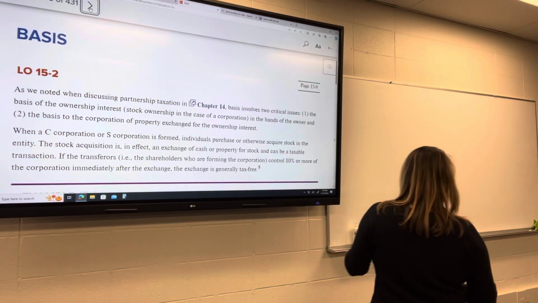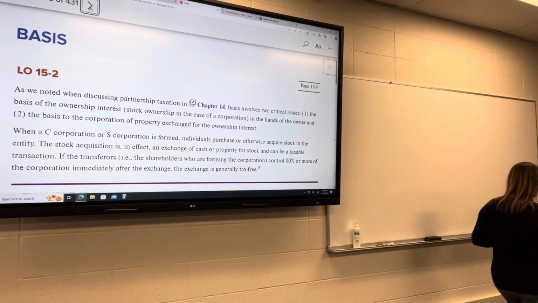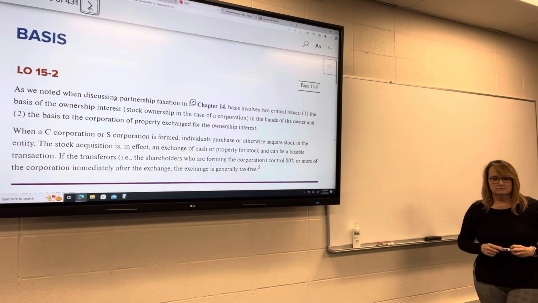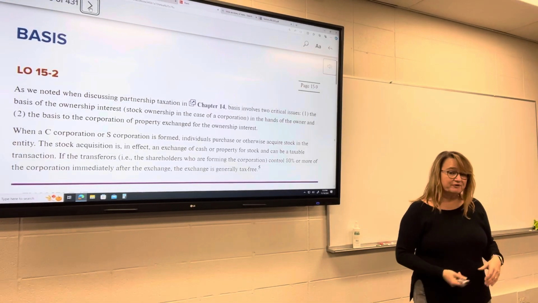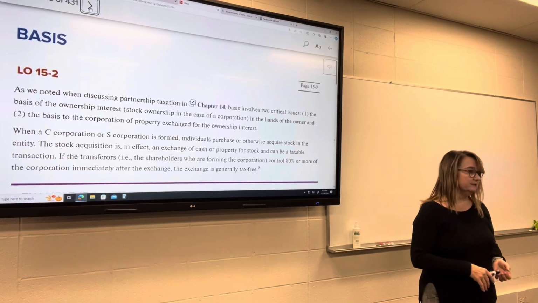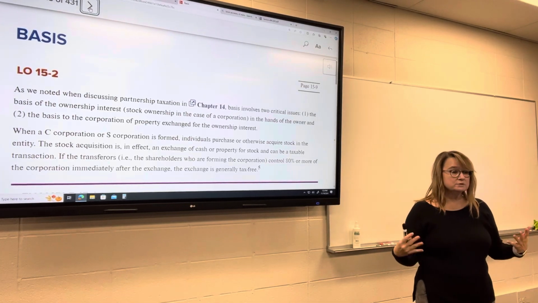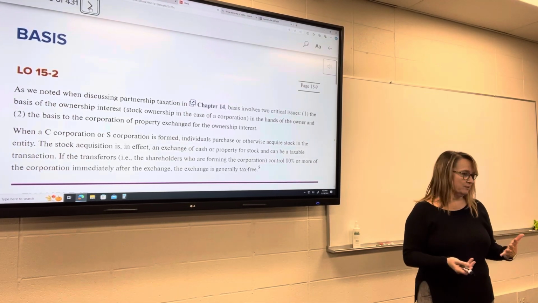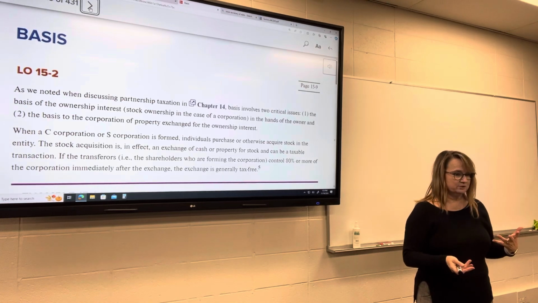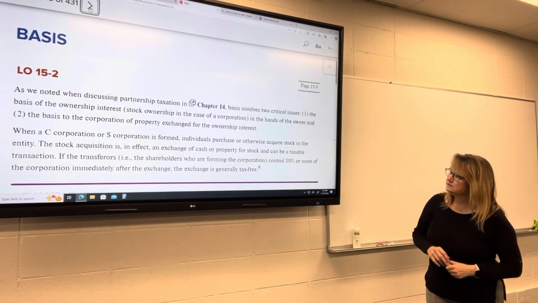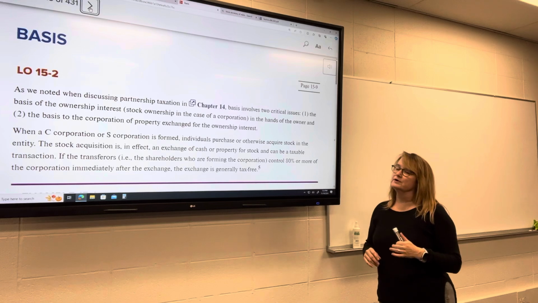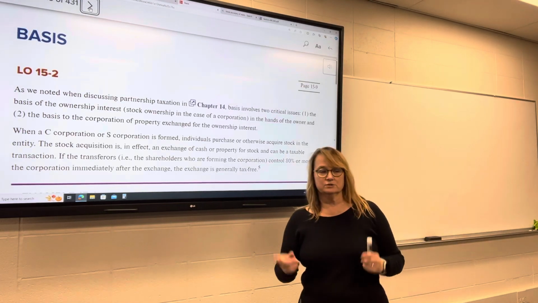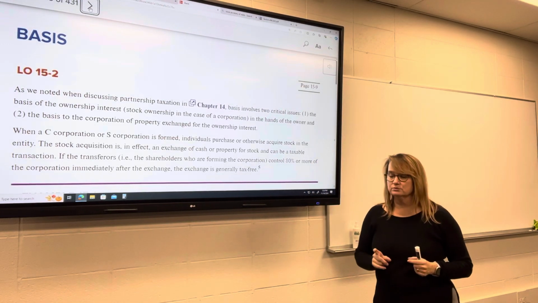So if you have ever owned stock in your life, maybe through a retirement fund or even just individually, then you've owned part of a C corporation, most likely a C corporation. So there are two types of basis with regard to corporations.